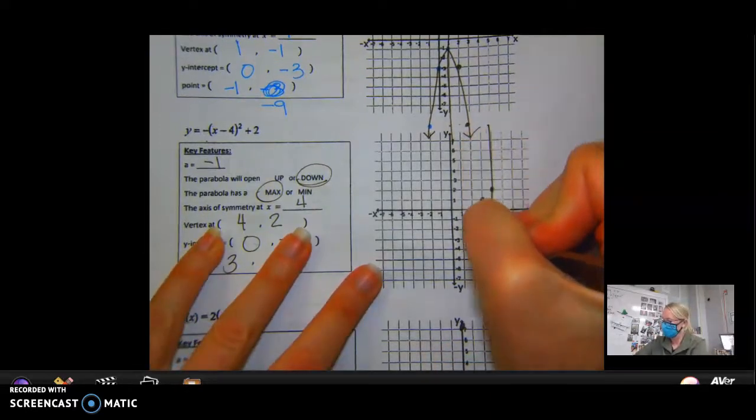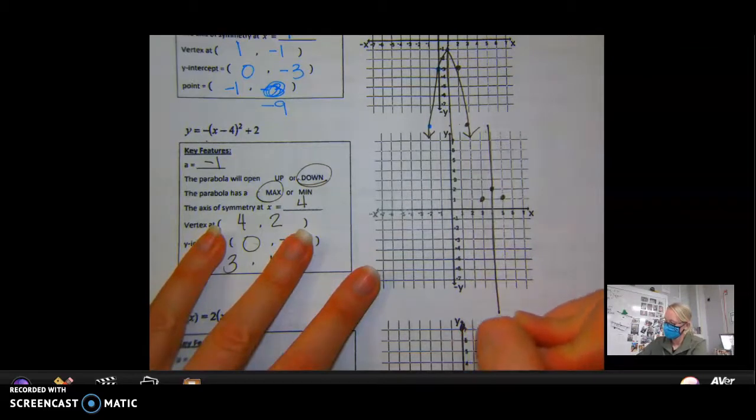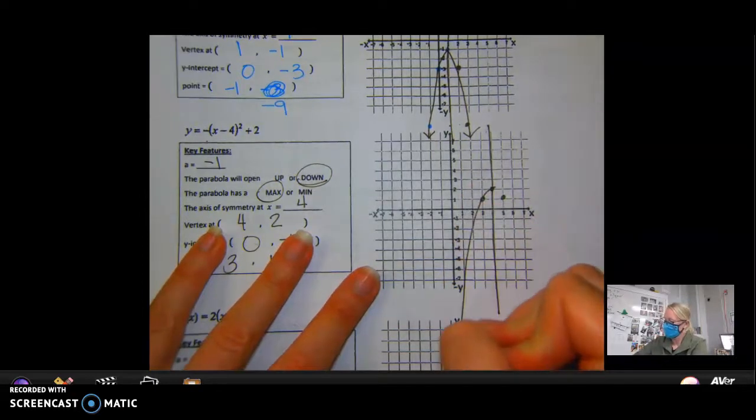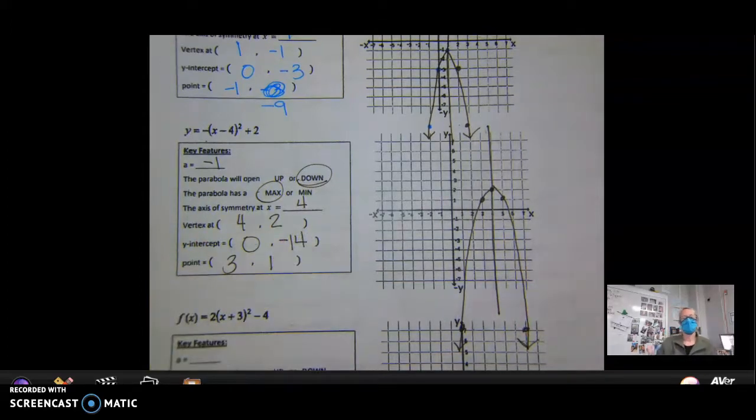AOS is right here. Mirror image goes there. 1, 2, 3. 1, 2, 3. Right about there. Here and here. All right, we got one more.